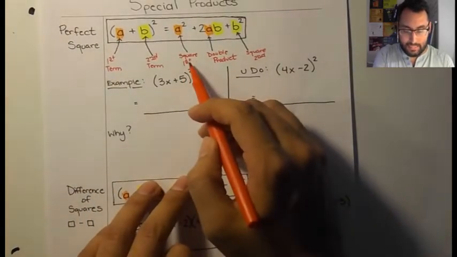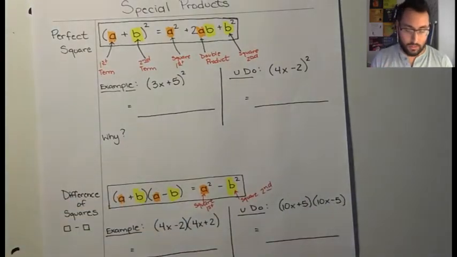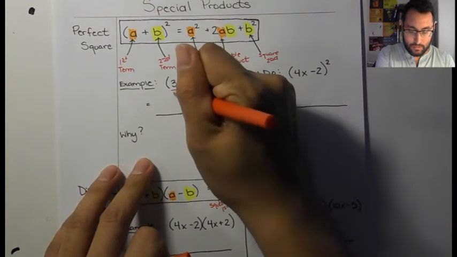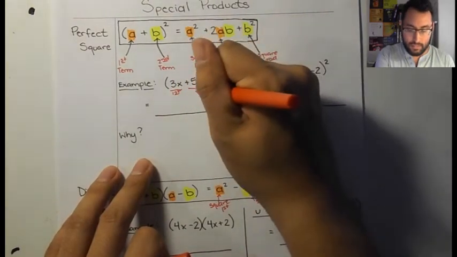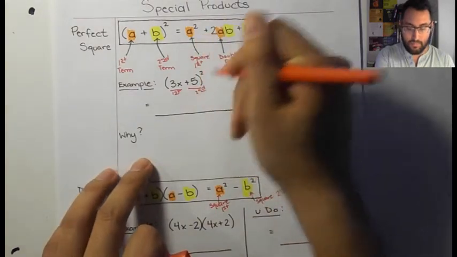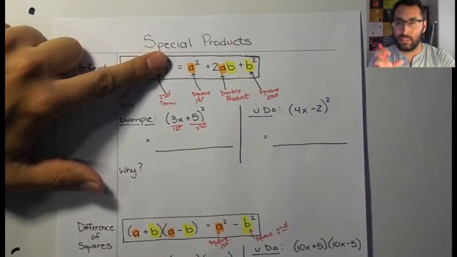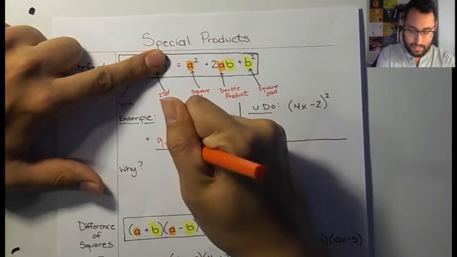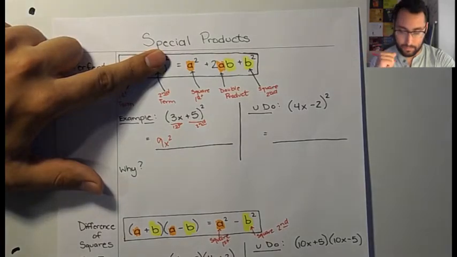Where it says square the first term, here we have to identify what is our first term and what is our second term. In this problem, this is our first term. I'm going to put first. This positive 5 is our second term. So in order to get this trinomial, I have to square the first term. So we have 3x. What is that squared? That becomes 9x squared, right? Squaring the 3, but also squaring the x.